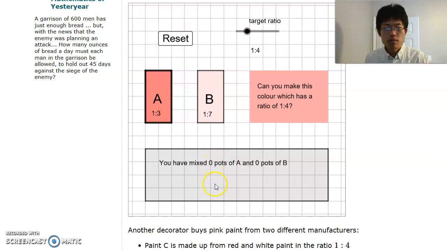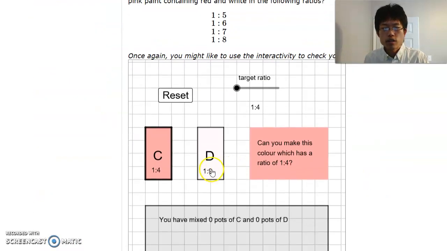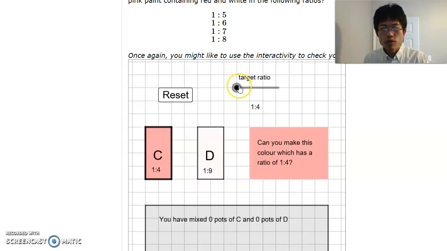It's a mixing paints question. We have a ratio, and now you're mixing the ratios to make a new ratio. And after, have students investigate and think about how you get that really quickly, or how you know which one to put, instead of just doing trial and error. Other similar questions: 1:4, 1:9, make a ratio of 1:4. You can change the target ratio if you want to. And this website is pretty cool because as you move the target ratio, you can see the color changing. So it helps you with the goal.